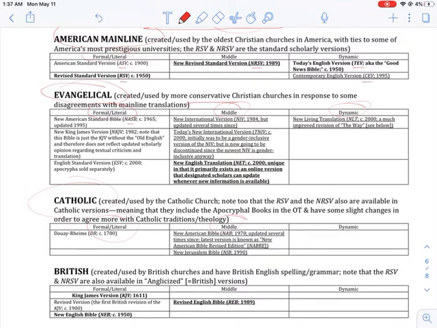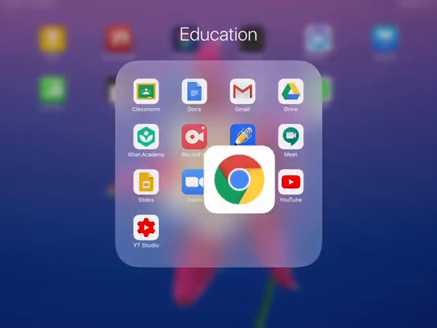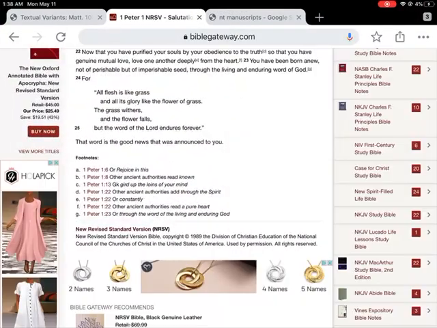So you might want to do the RSV versus the ESV versus the Douay-Rheims, or the NRSV versus the NIV versus the NAB, or NABRE. So again, those would be two different ways you could compare translations. So how do you compare translations? Well, first, again, you need to know what translations you're going to want to use, but then it's easy.